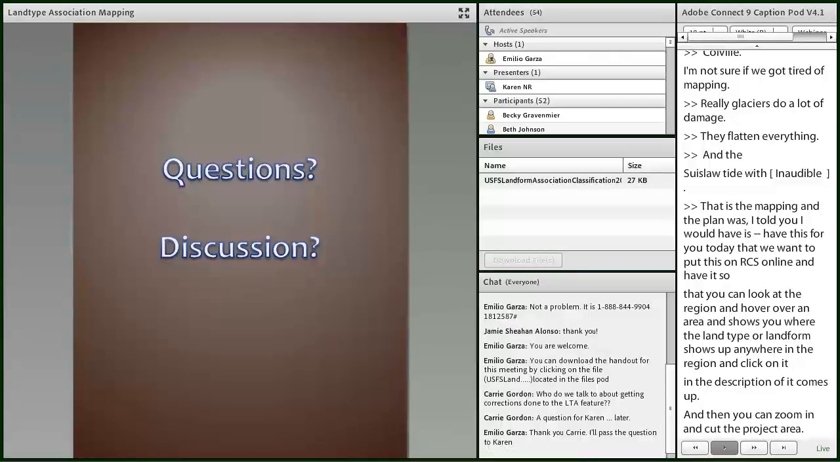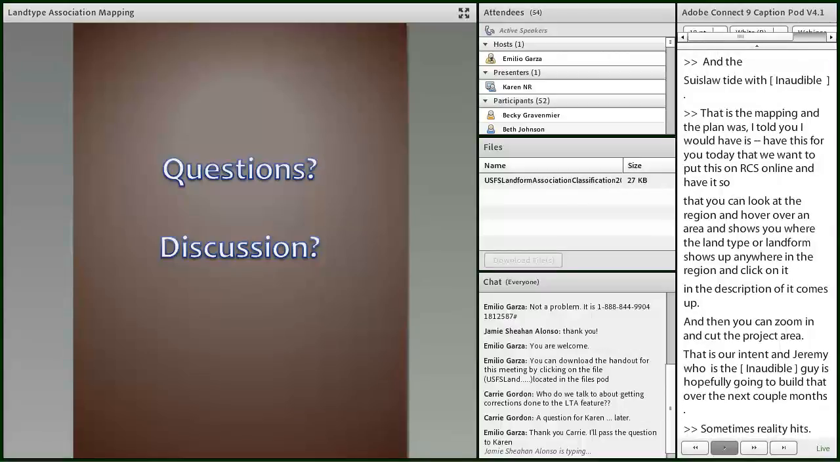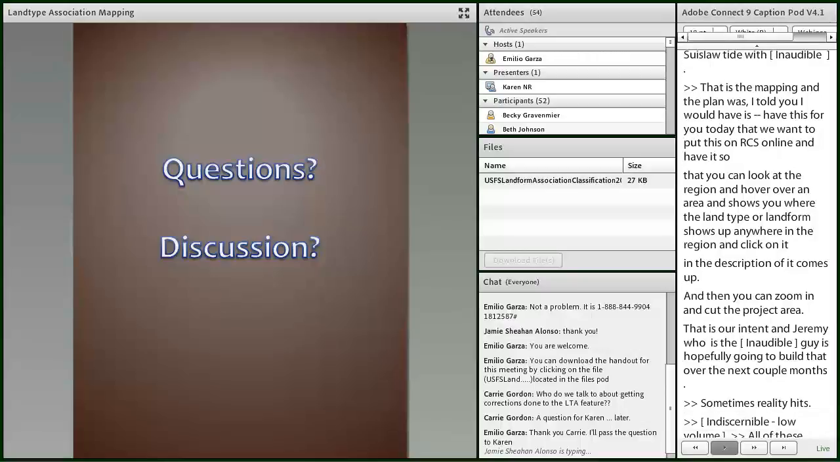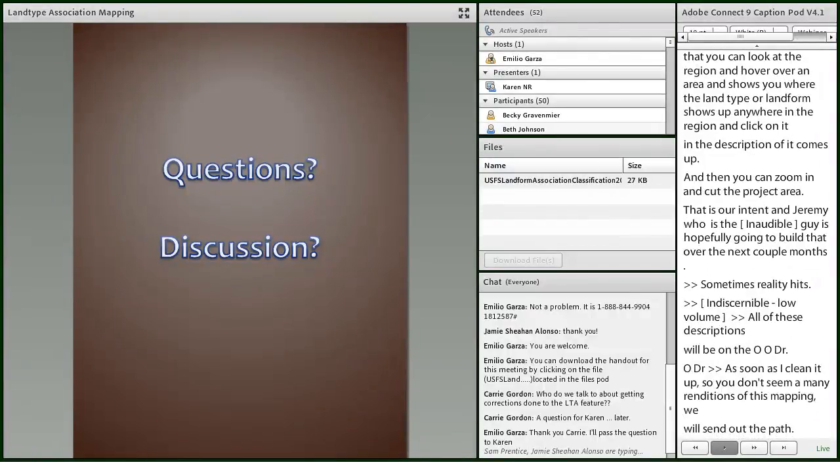I met with him last week. I'm like, so you can do it by next week, right? Sometimes reality hits. Until that's done, the data is on the T drive, and all of these descriptions will be on the O drive. Can you give us the path to the T drive? Yes, as soon as I clean it up, so you don't see my many renditions of this mapping, we'll send out the path. But I need to talk with Jeremy and Dorothy about a permanent place, because right now it's in a collaborative folder, so I need to find a permanent home for it.